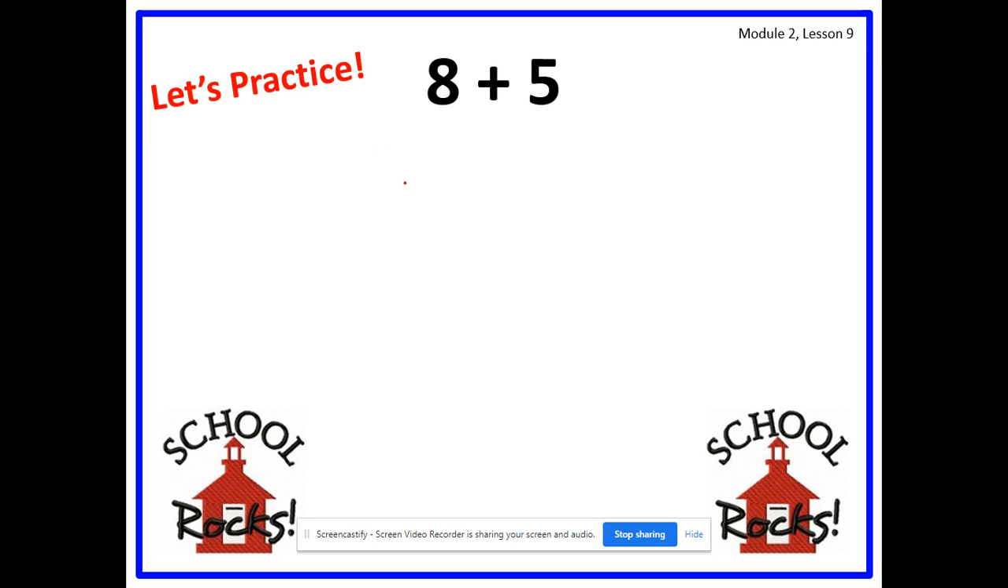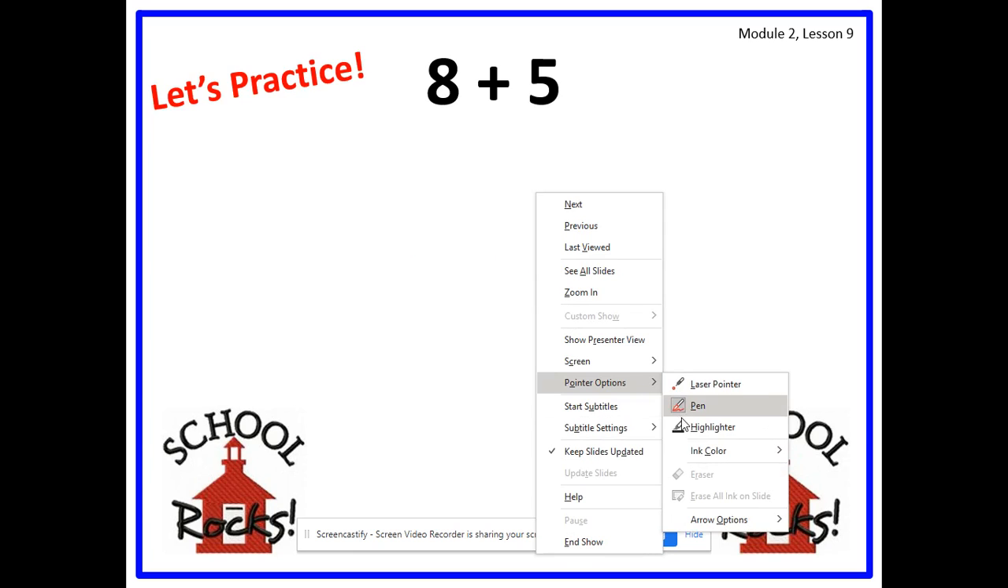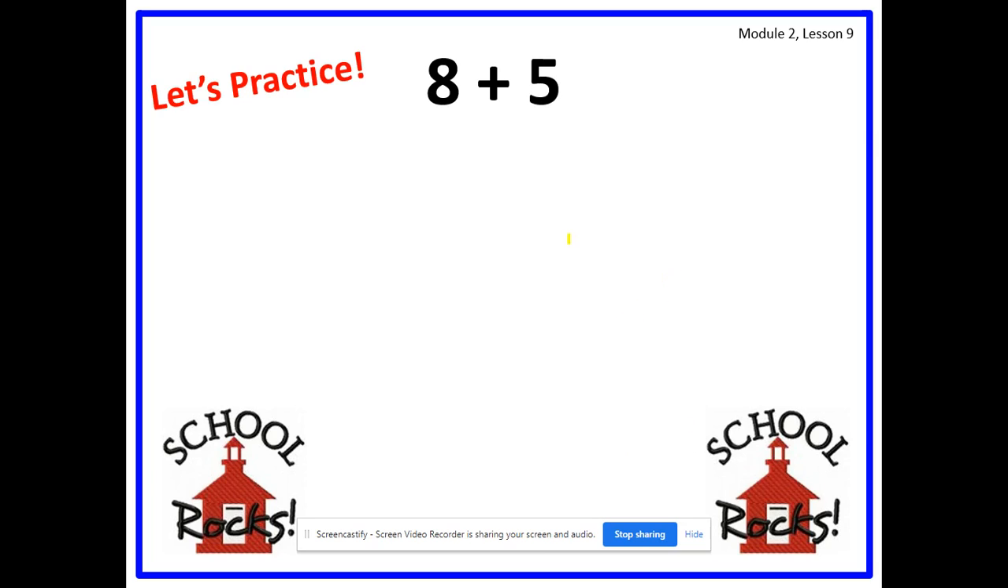Okay, let's practice together first. So, first key point is we have to draw a representation. So for that, I'm going to use my highlighter and let's go ahead and draw the parts. Ready? I draw, you draw. 1, 2, 3, 4, 5, 6, 7, 8. Remember that your picture should look just like mine. They should be in 5 groups. Let's go ahead and draw our other part. 1, 2, 3, 4, 5.